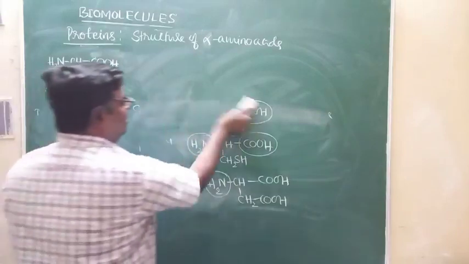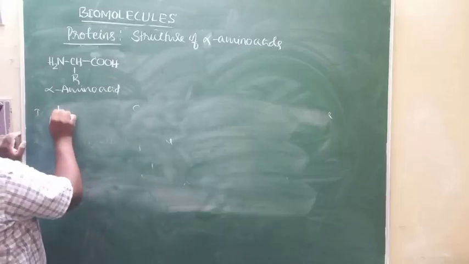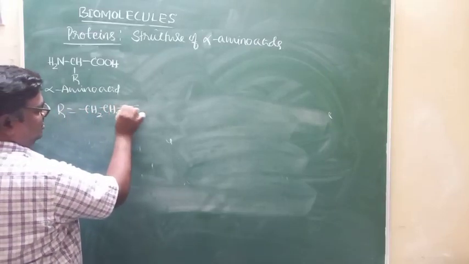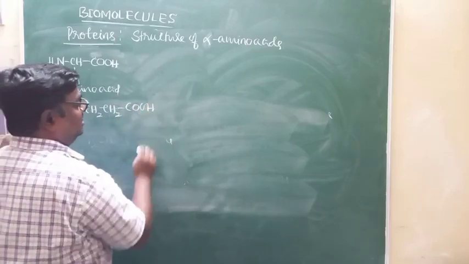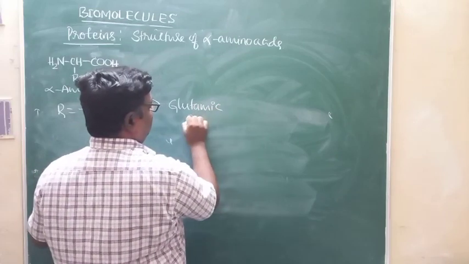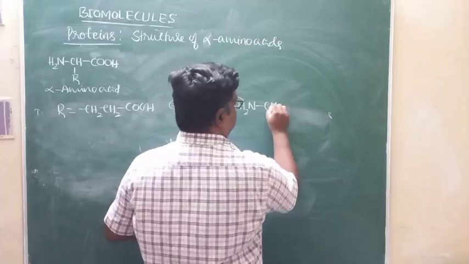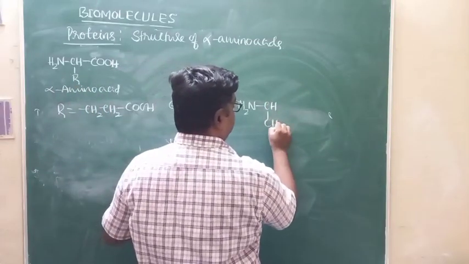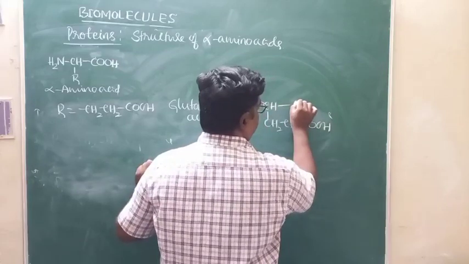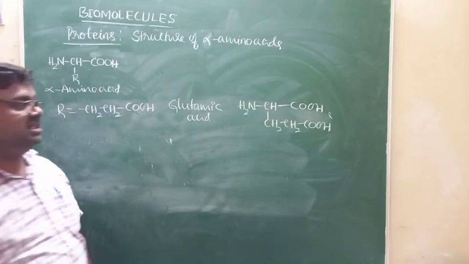Like that, if R is equal to CH2CH2COOH, the amino acid is glutamic acid. Look at the structure here. NH2CH, and in place of R we put CH2, CH2, COOH, and of course this is COOH. This is also an example of an acidic amino acid.